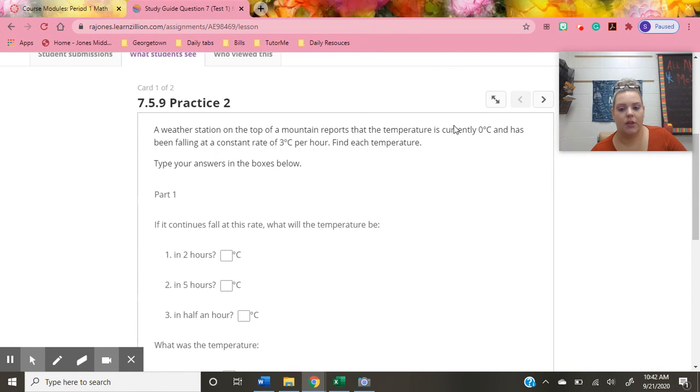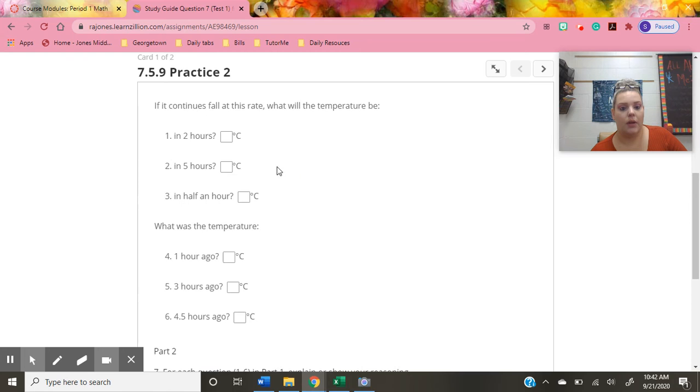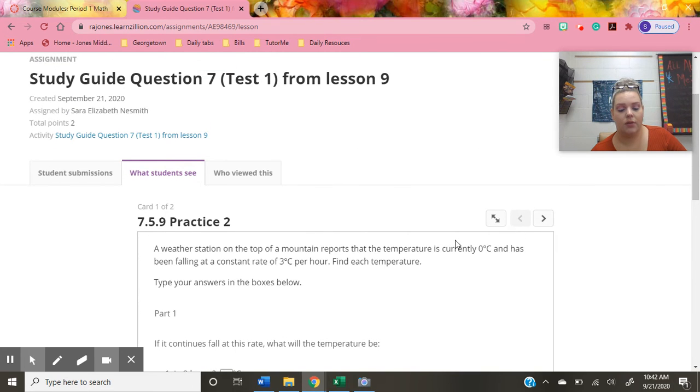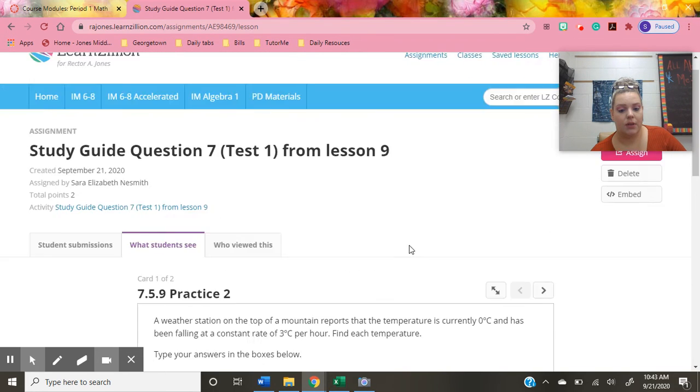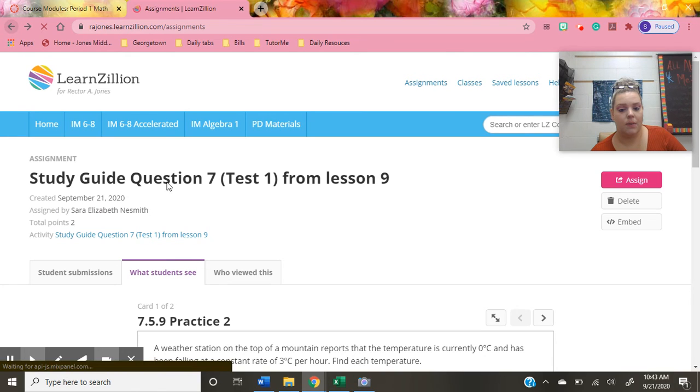Okay, so this is just telling you it's falling at a constant rate of 3 degrees per hour. So in 2 hours, if it starts at -2, in 2 hours, it would be -6 because it's falling 3 degrees per hour. Okay, so just make sure you're reading your words.